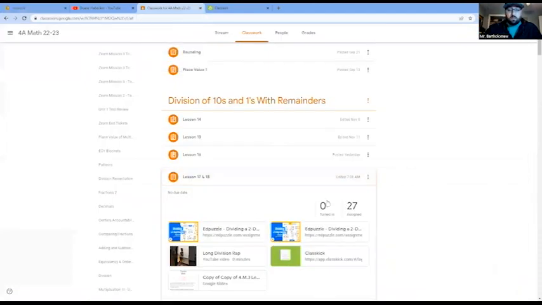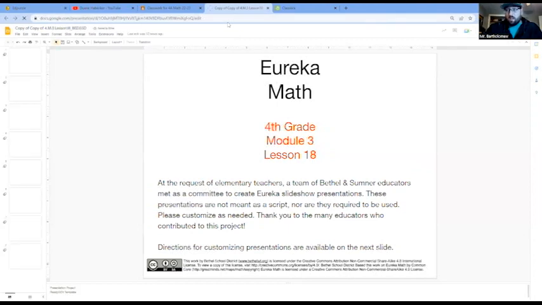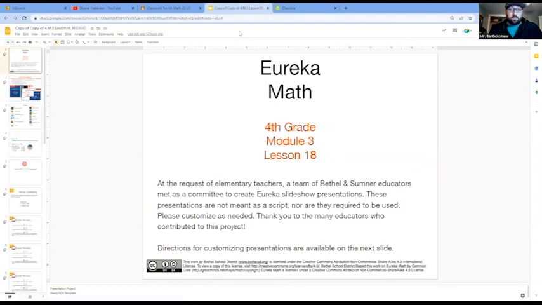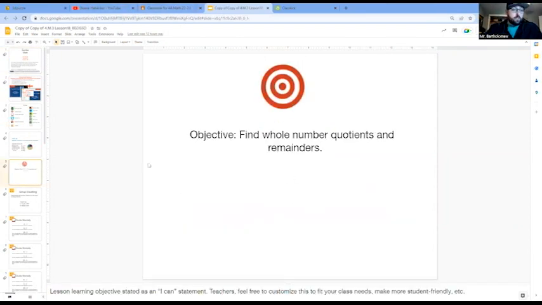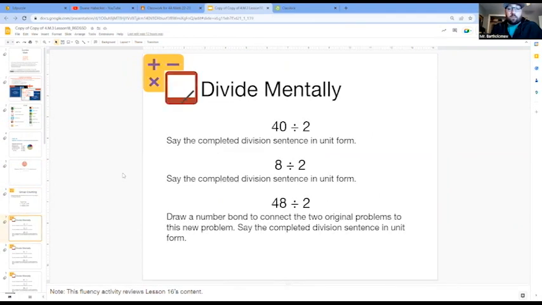Another piece that I want to point out is these Google Slides that come from the Embark website. They have a ton of stuff that already exists out there to narrow down your focus for a specific lesson. So again, we're looking at lesson 18. Here's a student objective: to find whole number quotients and remainders. And these right here are the fluency pieces that they want students to be able to do embedded within the structured lesson. So work on skip counting by fours, skip counting by sixes, and then trying to decompose an actual division problem using expanded form.